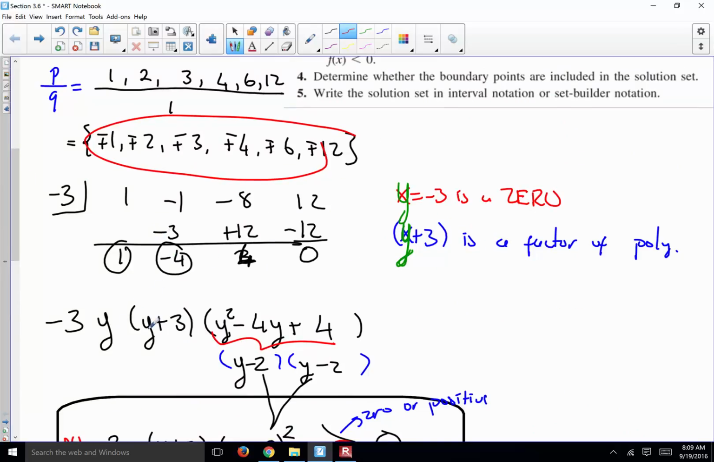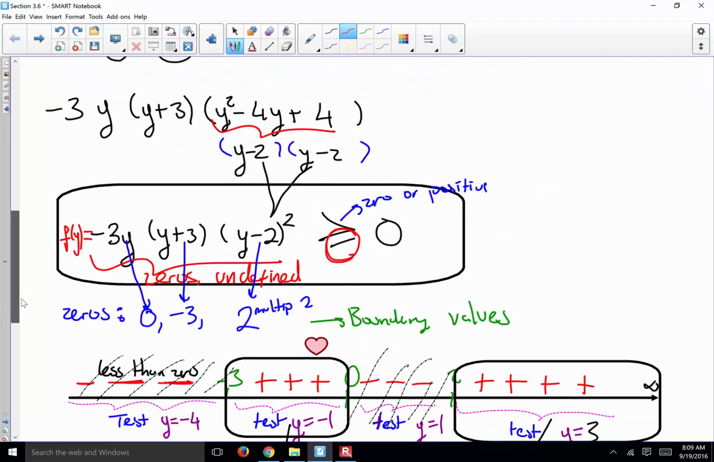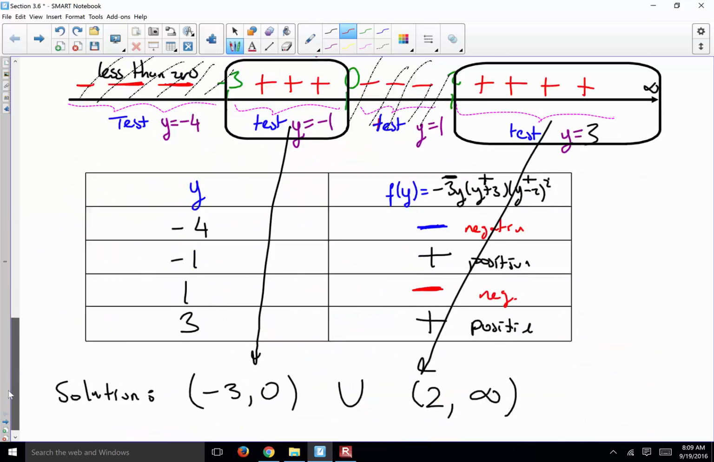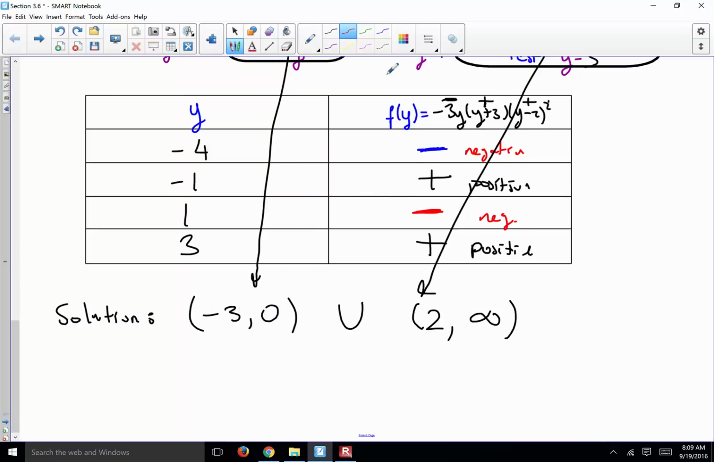And if these were the zeros of the polynomial, yes, they will. Look, weren't they the zeros of the polynomial? Where did we name them? Here. 0, -3, and 2. You don't have to test them. -3, 0, and 2 were zeros of the polynomial, so they will make the polynomial equal to 0. So I will include them in my solution. Instead of parentheses, make them brackets.